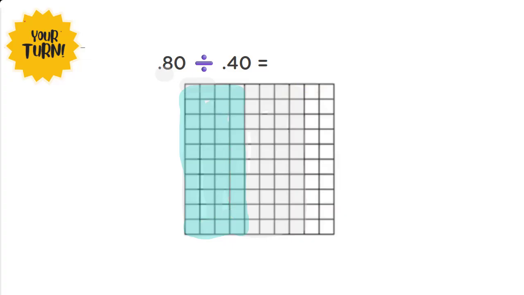We'll color those in. And we'll do 4 more. And that takes care of all 80 hundredths. So we have 2 sets. And the answer to that is 2.